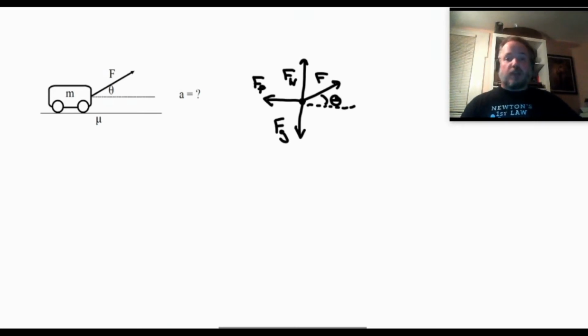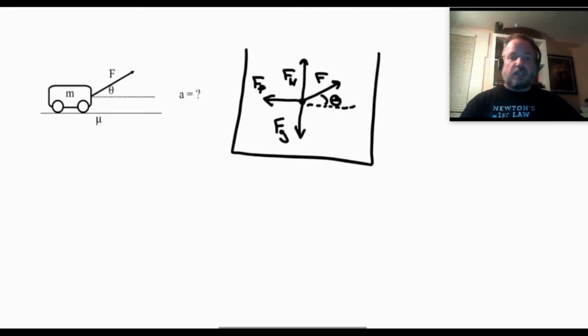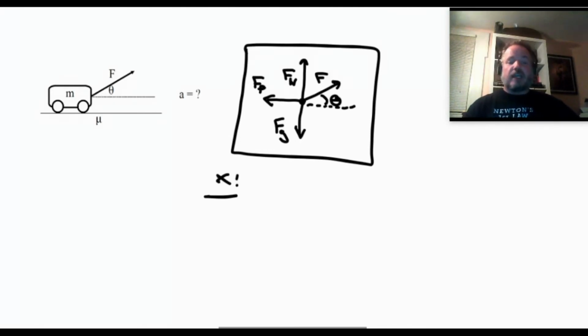If you wanted to do something else with it, you could draw it off to the side, but you'd leave this alone in nice, pristine condition and not touch it from there. To solve problems with this, you take each direction independently. In the x direction, take all the forces that are pointing at least partially to the right and add them up. The only thing pointing partially to the right is the force F, and it's only the x component of it. Take all of the forces that are pointing to the left. The only thing pointing to the left is the force of friction, not an x component, it's the whole thing.